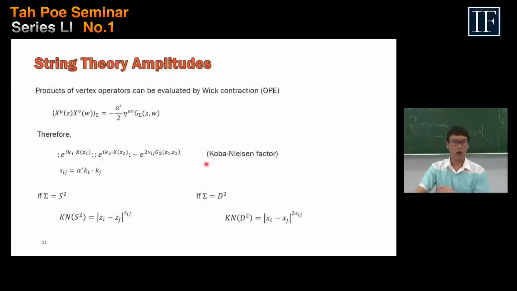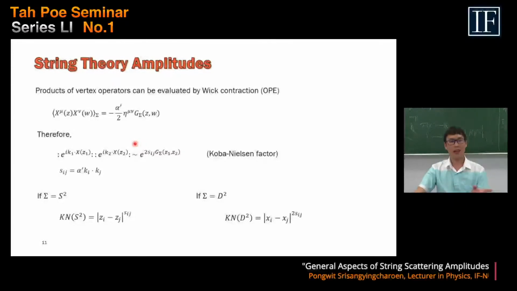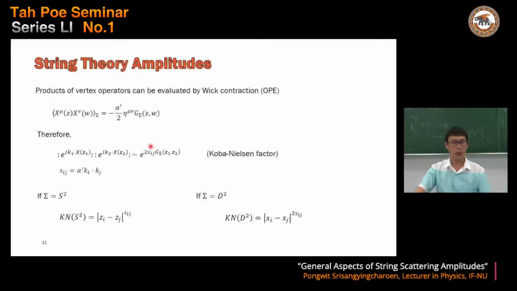I forgot to mention that this exponential is called the Koba-Nielsen factor, and this factor will appear in every string amplitude we are going to consider, because as I said, every vertex operator is composed of this exponential term. So that means this term will appear in every scattering amplitude, string scattering formula.